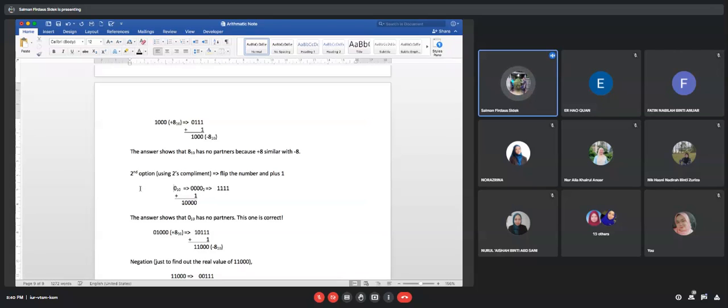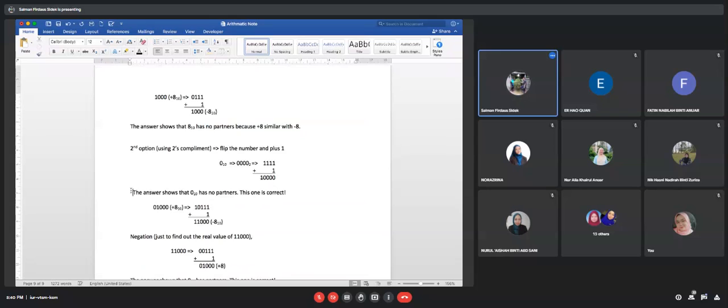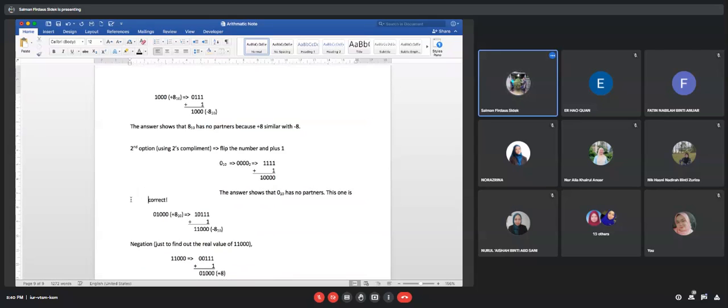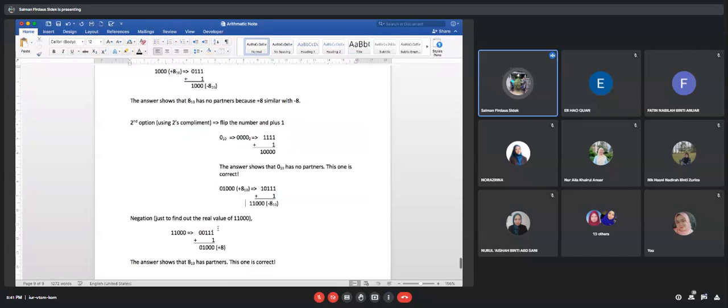The process of two's complement and negation is similar. The process is the same. So this is the process of two's complement. But to get the real value of a number that starts with 1, we need to use negation.